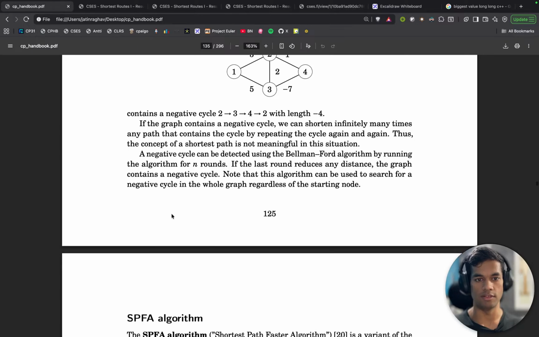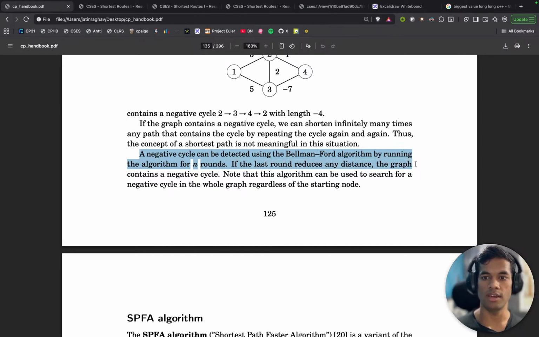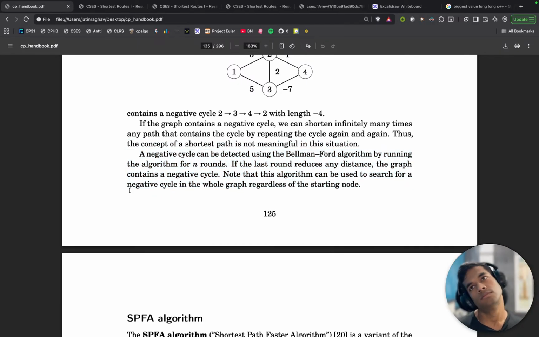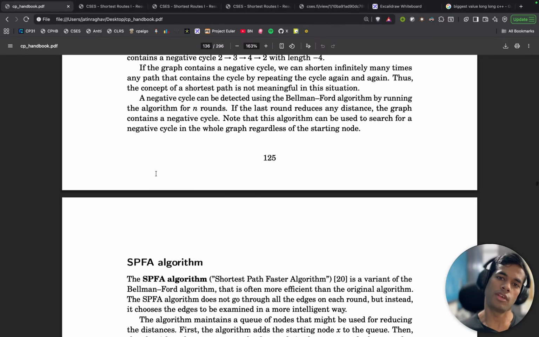That does make sense. A negative cycle can be detected using the Bellman-Ford algorithm by running the algorithm for n rounds. If the last round reduces any distance, the graph contains a negative cycle. That makes sense. If there are changes even in the nth round, then there is a negative cycle. Note that this algorithm can be used to search for a negative cycle in the whole graph regardless of the starting point. That also makes sense.